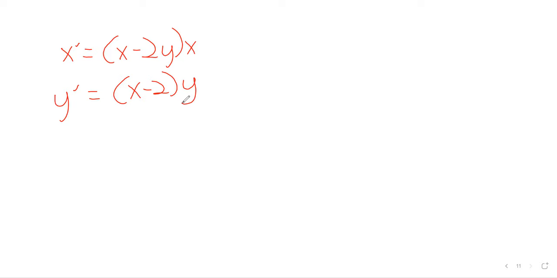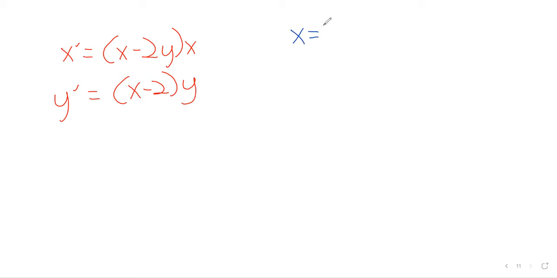Finding fixed points is by no means trivial. It's often something you do with computer assistance. This we can probably do by hand, because everything has been very conveniently factored for us. So to have a fixed point, x prime has to be 0 and y prime has to be 0.